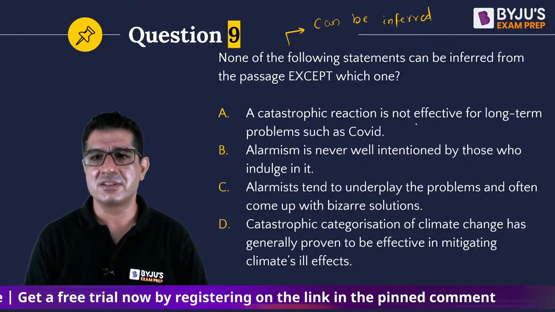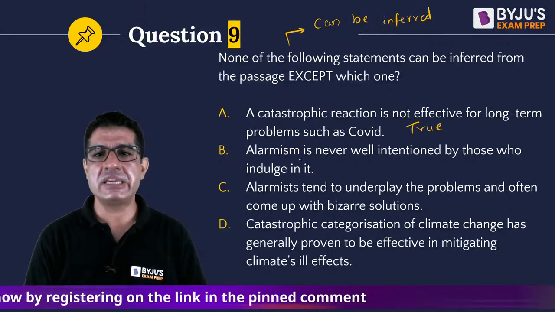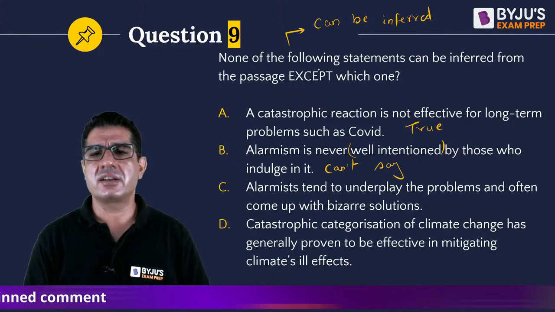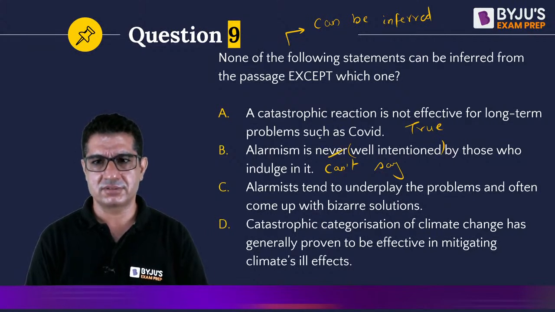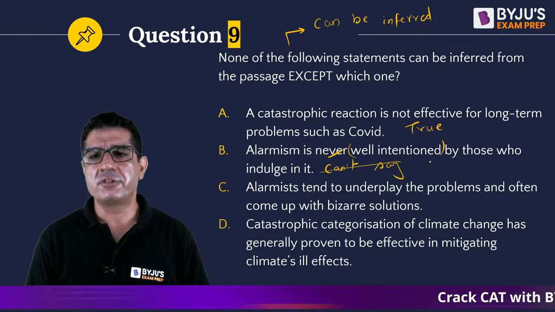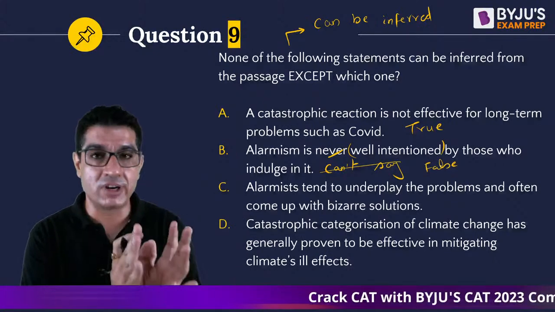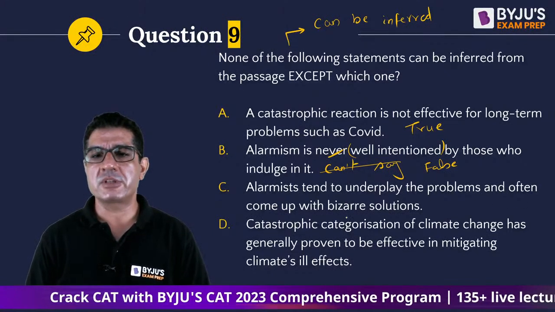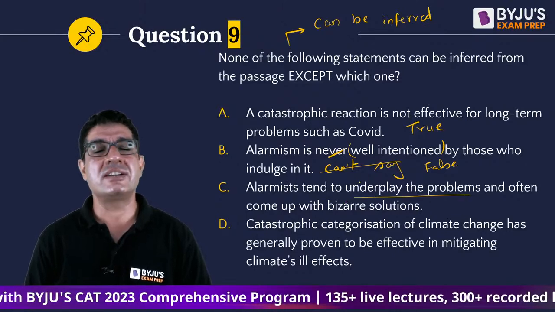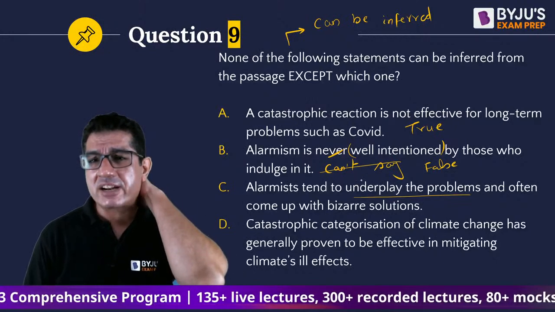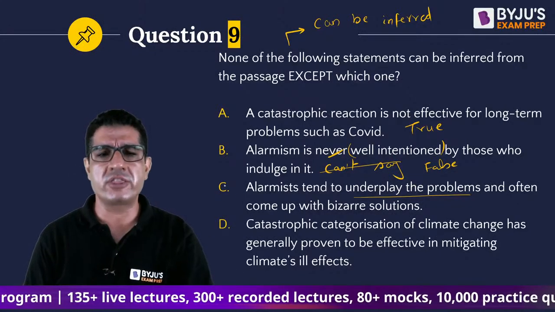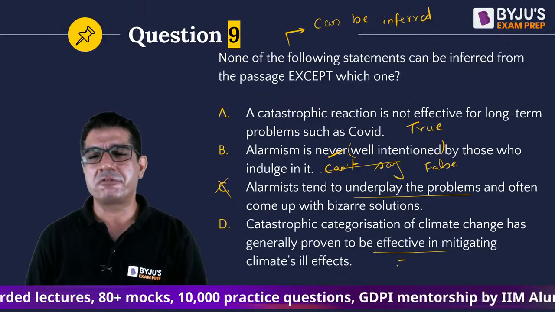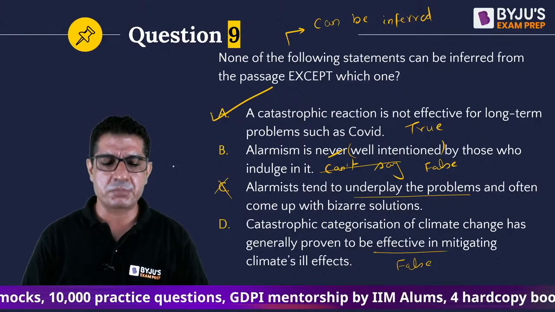What's the harm? So A, true. Second paragraph. B, alarmism is never well-intentioned. Can't say. The intentions are not exactly talked about. And in fact, we can actually call it false because their intention is good, but the effect is not good. C, alarmists tend to underplay the problems and often come up with bizarre solutions. They don't underplay the problems, they exaggerate it. Coming up with bizarre solutions is true. So the first half is false, the second half is true, so on the whole cannot be inferred. D, catastrophic categorization generally proven to be effective. Once again, false as per the passage. So the only answer that we can pick up here is option A.